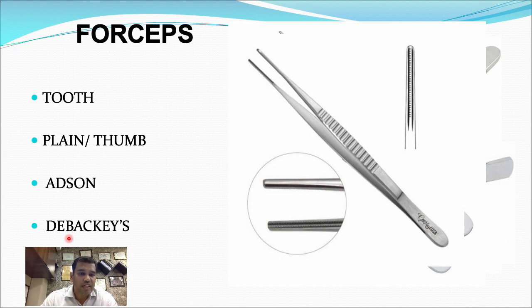So it can be used for anastomosing the bowel, and for anastomosing the ureter also, because it causes minimal trauma to the tissue. How do you sterilize all these forceps? All these forceps are sterilized by autoclaving.